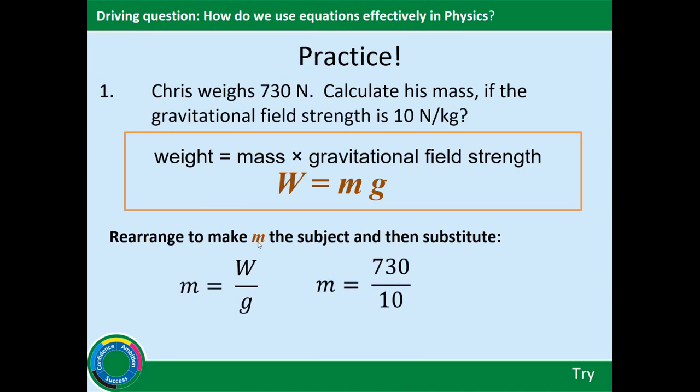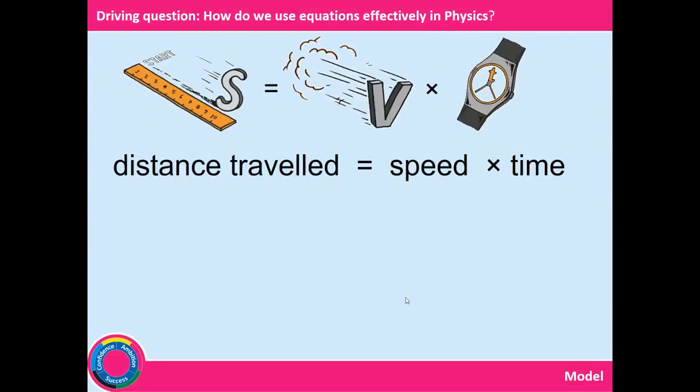Substitute your values into the equation. W 730 for w and 10 for g. Your division, we know that the mass of Chris is 73 kilograms. Don't forget your units.